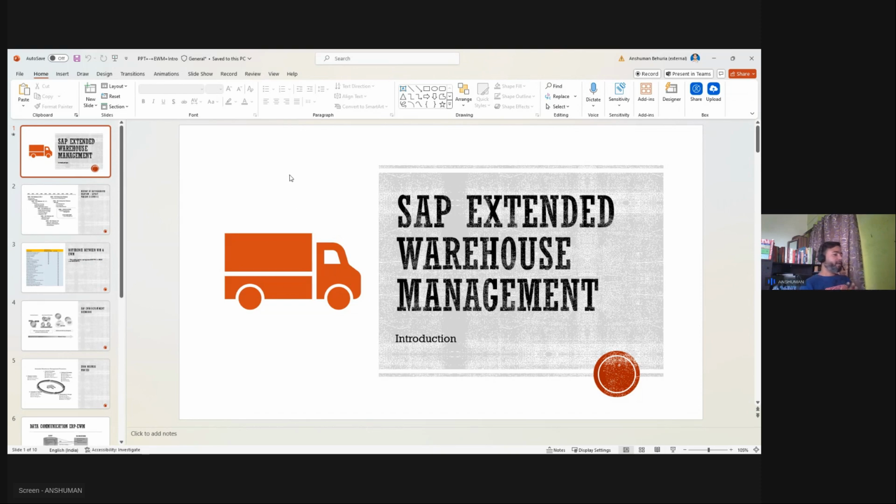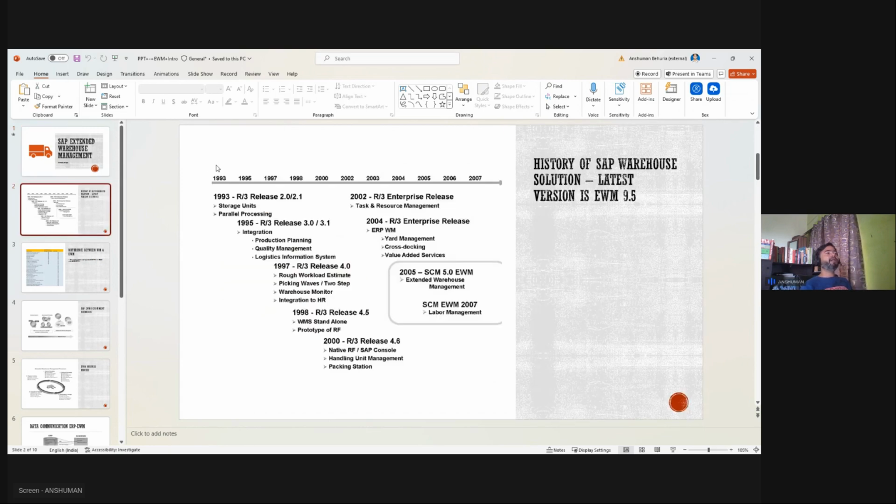So now, SAP EWM, extended warehouse management. Did SAP EWM start right now, or was it before? If I tell you that SAP EWM started a long time ago, this will be the timeline for SAP warehouse management. We can see that from 2005 SAP EWM is there. It is not like SAP EWM started right now. It is there from 2005.